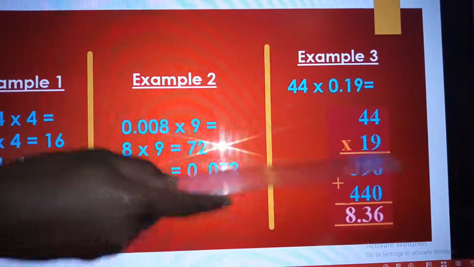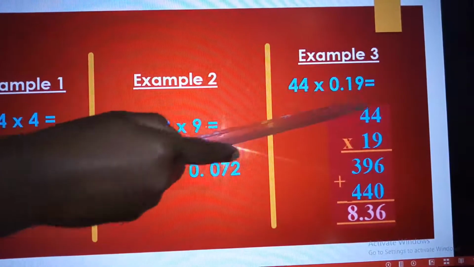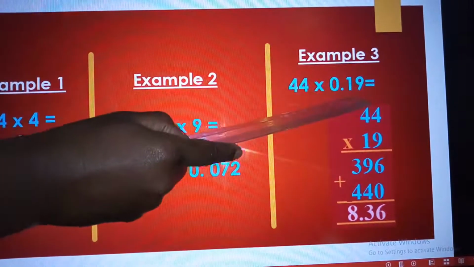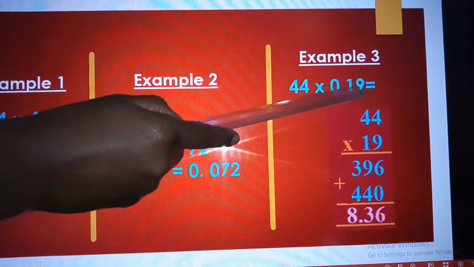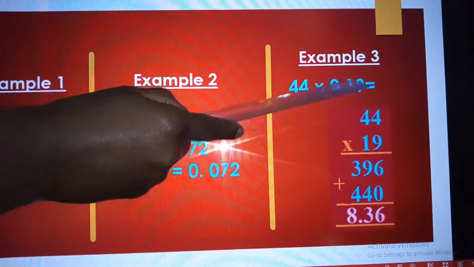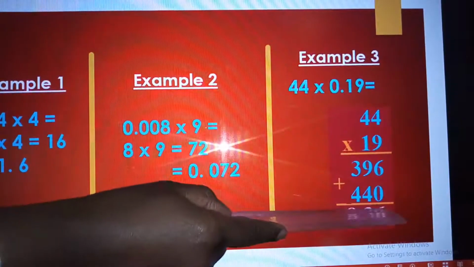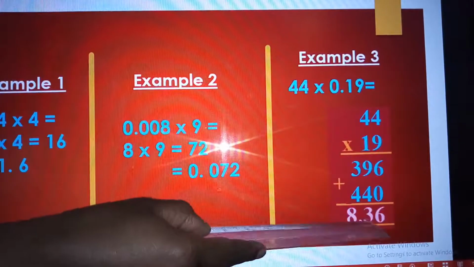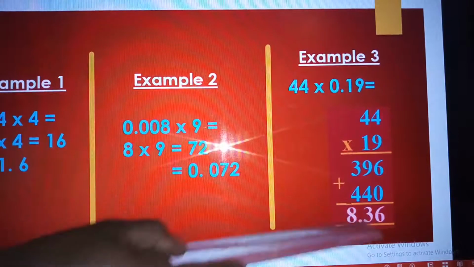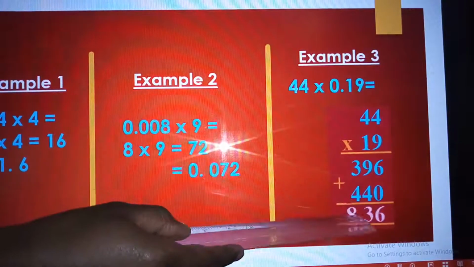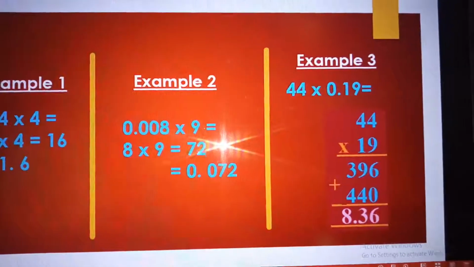Then we go back to the question and count how many decimal places did we have in the decimal number. There are only 1 and 2. Remember, we count after the decimal point. So we have 1, 2. That is the same way we count in the answer, starting from the right. 1, 2. Then we insert the decimal point there, and then 8 comes in there. So our answer is not 836, but 8.36.